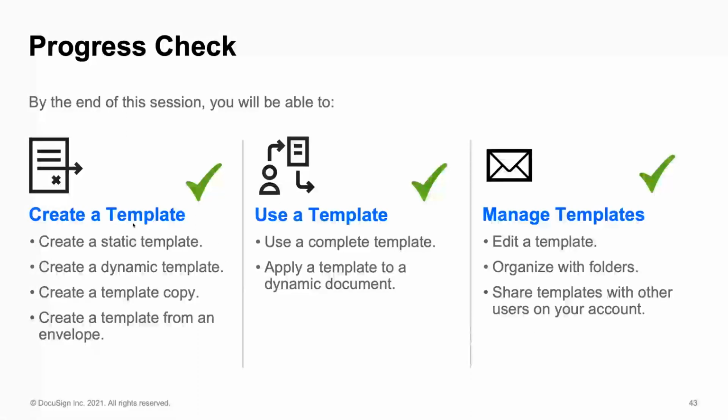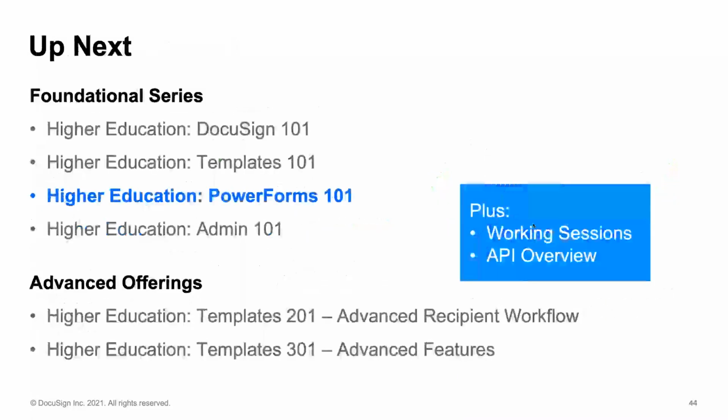As a reminder, these are the subjects that we went through today. We created a template. We talked about using a template to send an envelope. And then we also hit on template management. Coming up, we have the Power Forms 101 session where we'll expand on a lot of the concepts that we talked about today, and we'll talk about making your templates self-service for your recipients. As opposed to them waiting on an email invitation from you, they can click on a link and fill out a template on demand, which is a really cool concept.